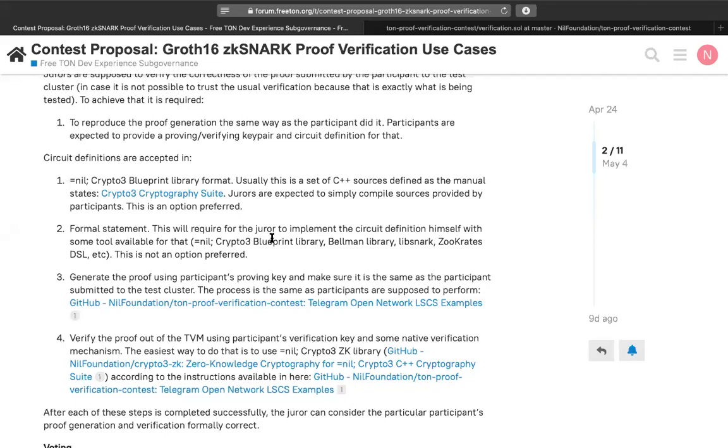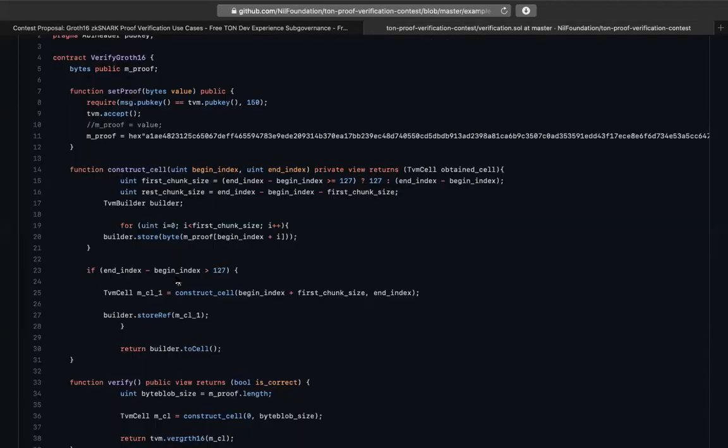Okay. All right, let's go further. So, that's about the virtualized part. That's about what you expect from the participants in terms of the virtualized part.